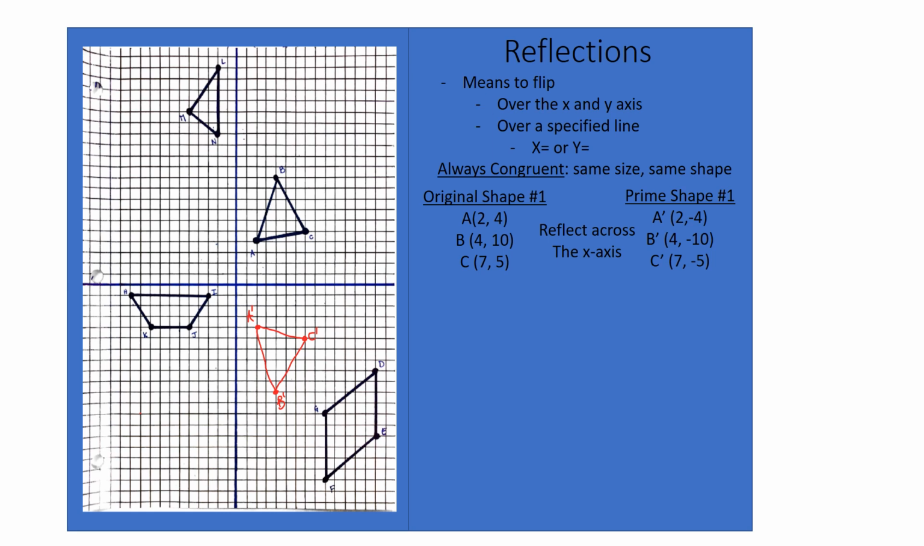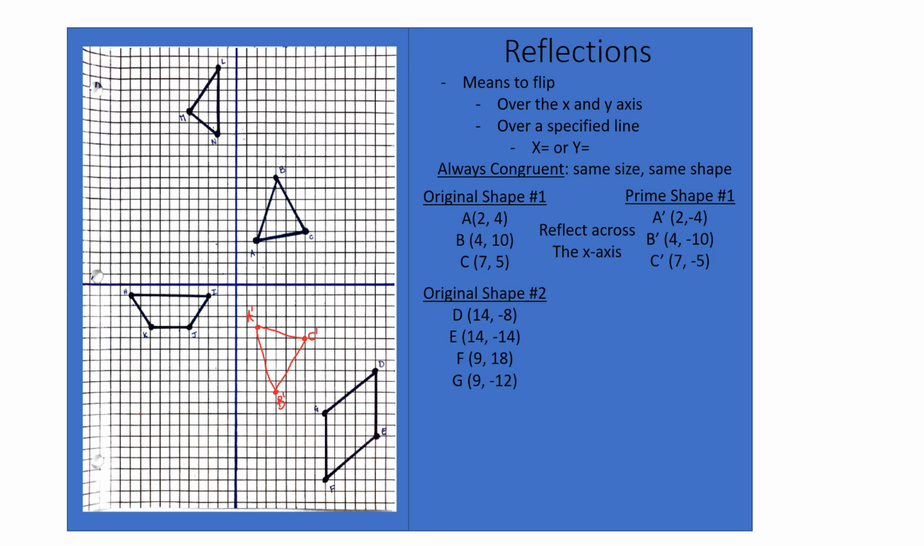The last step is to go ahead and copy down the new prime points. A prime is at 2, negative 4. B prime is at 4, negative 10. And C prime is at 7, negative 5.